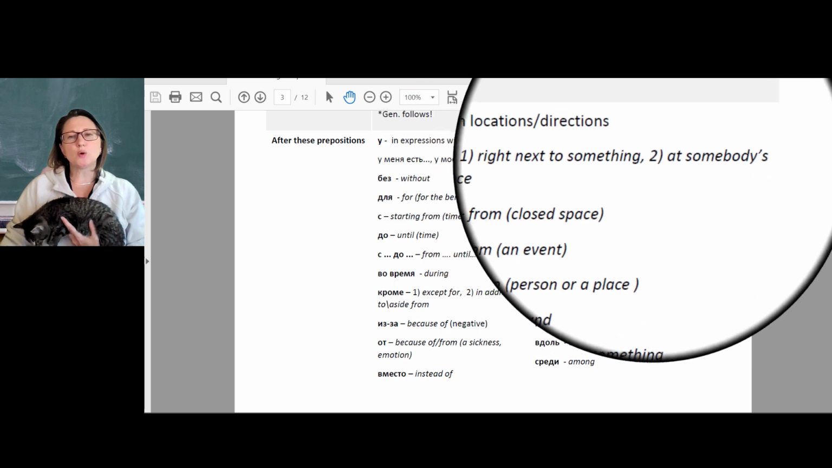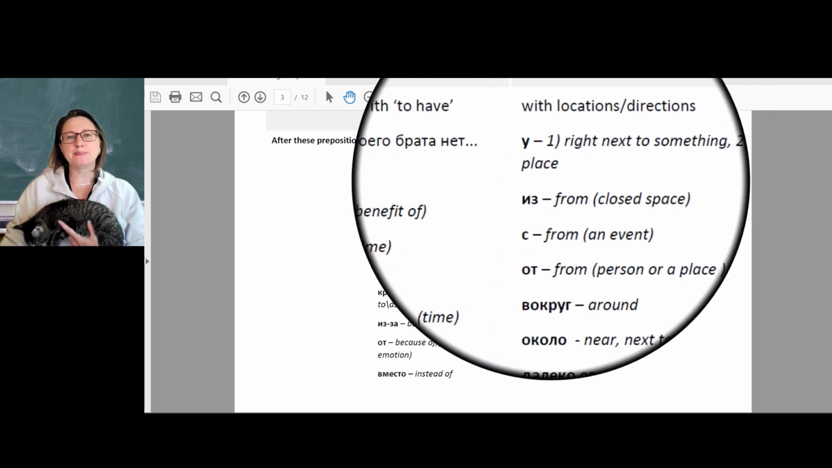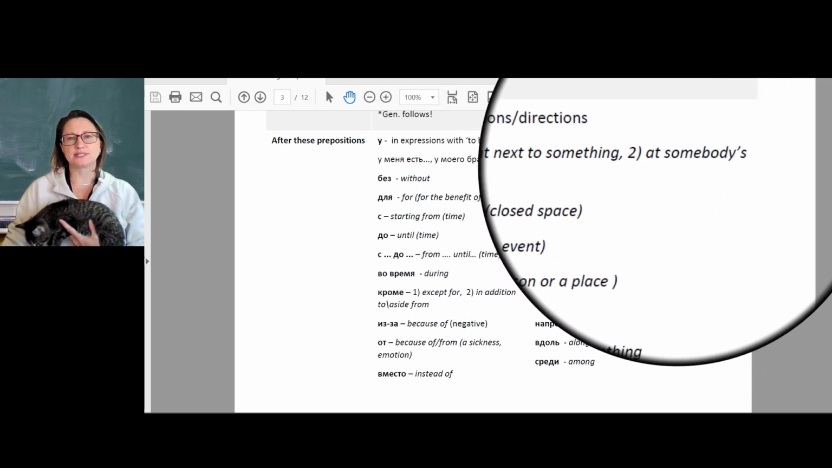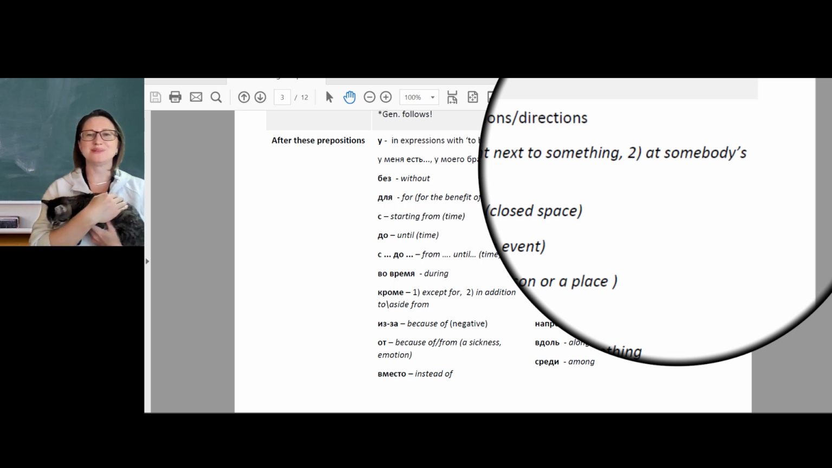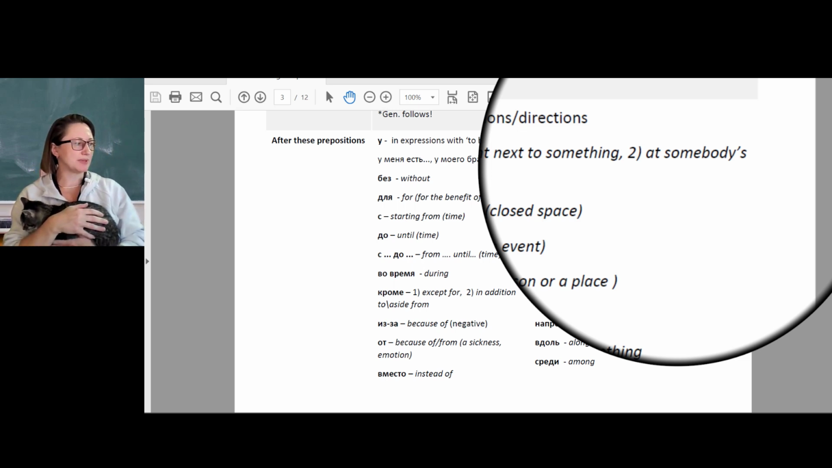Or у is also used at somebody's place. Sorry, it's not the best setup, but at somebody's place. For example, how about we get together at your place tomorrow? That will be у plus ты in genitive, у тебя. Давай завтра соберемся у тебя. So like at your place.